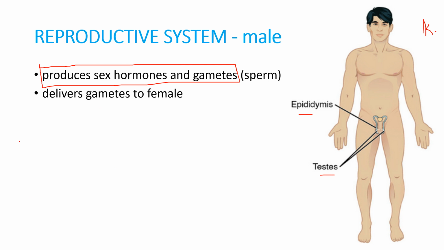Now, that's a pretty vague term because producing sex hormones and gametes could be either male or female because they both do that. So the sex hormones produced by the male are going to be testosterone, and the gametes produced are going to be called sperm. So the generic phrase is sex hormones and gametes, but when you get down into testosterone and sperm, then you're like, oh, okay, that's the male reproductive system. And the other job it does is it delivers those gametes, sperm, to the female.